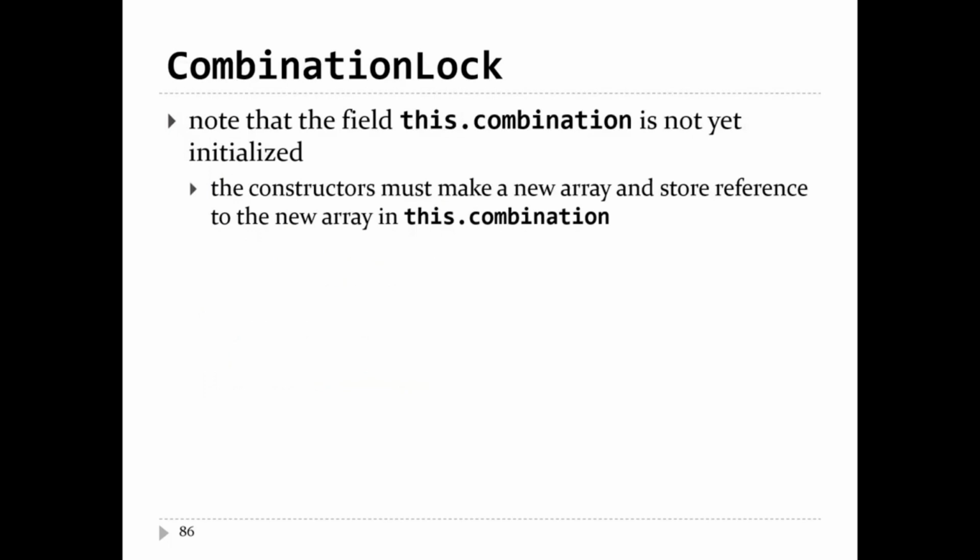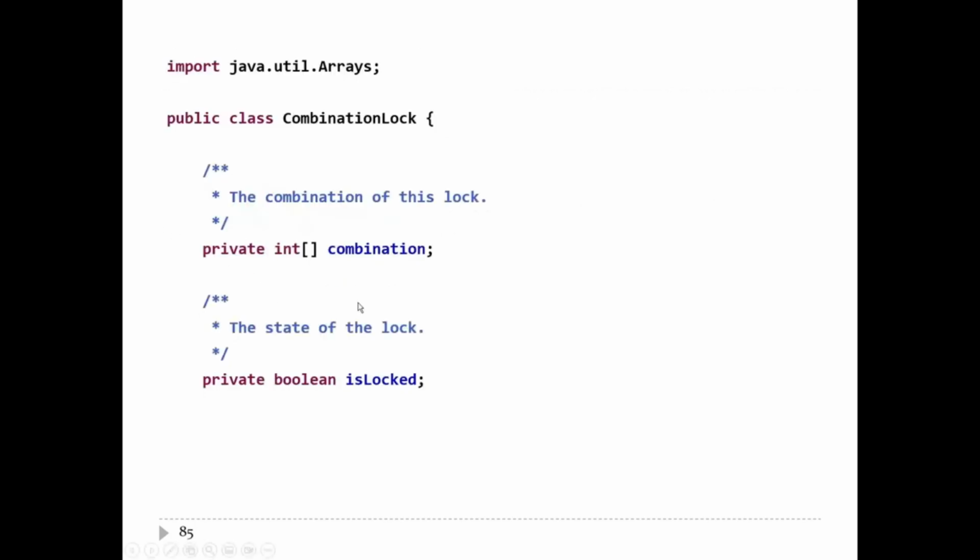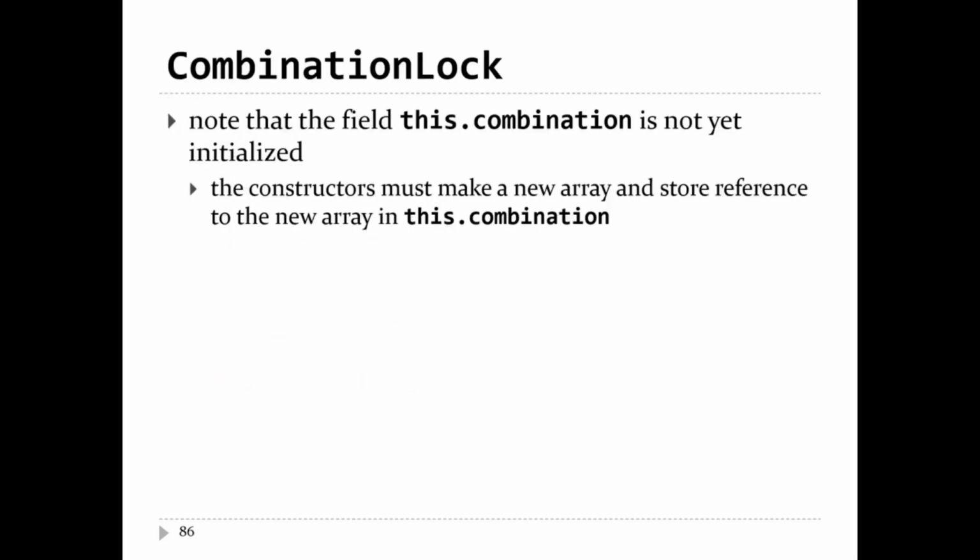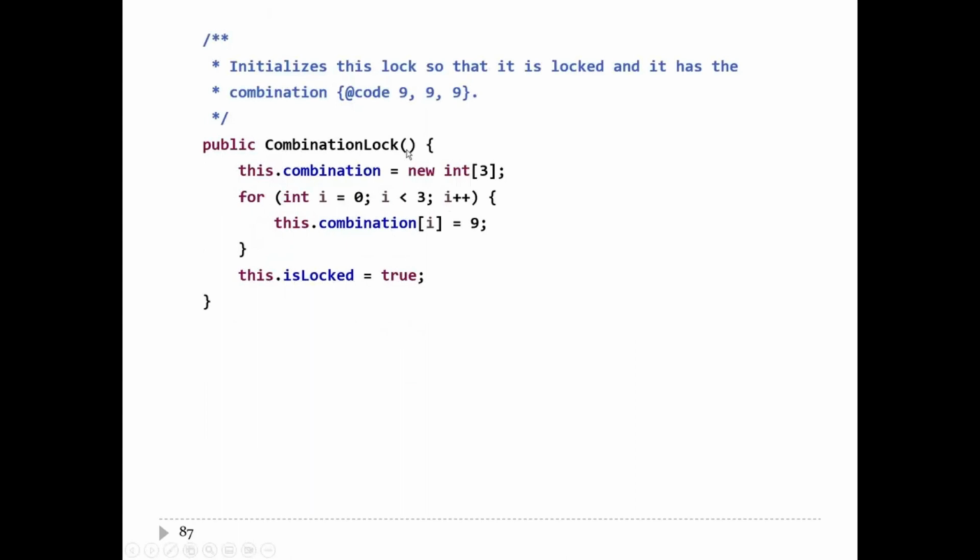Okay, now remember when you have a field that's an array, like combination, right? All that means is that you have a field that can store a reference to an array. It does not mean you have an array yet. So the constructor must make the array and assign it to combination. Right. Our no argument constructor makes a lock that is locked and has the combination 999. So the no argument constructor makes an array of size 3, sets the elements of the array to 9, and sets isLocked to true.